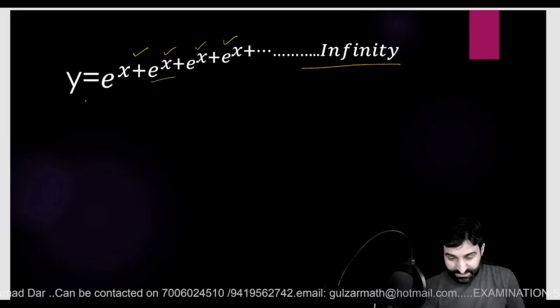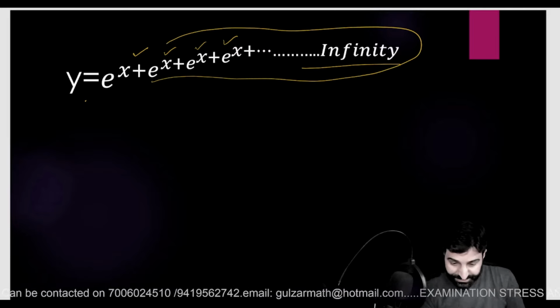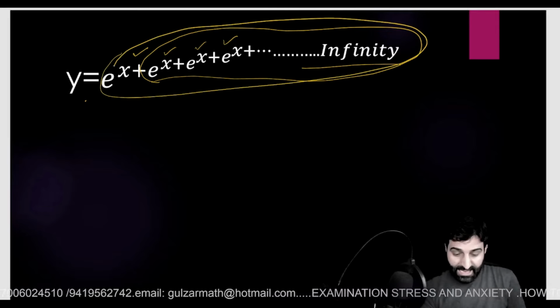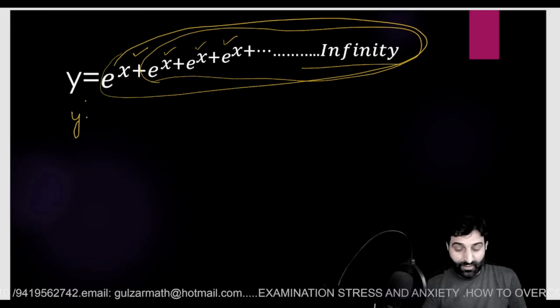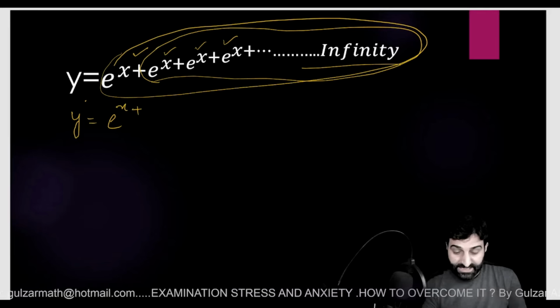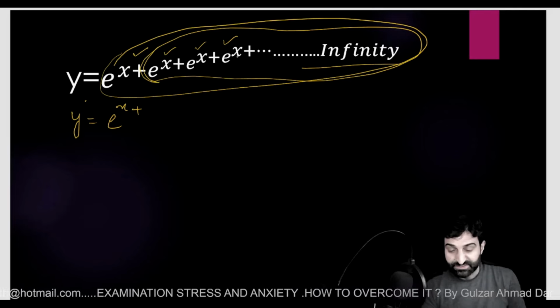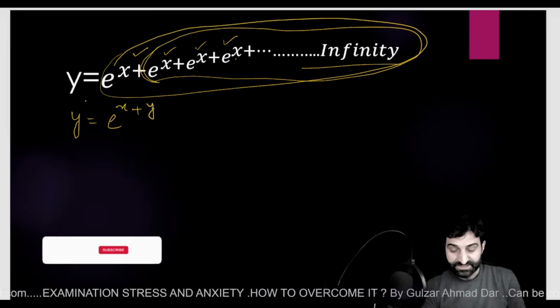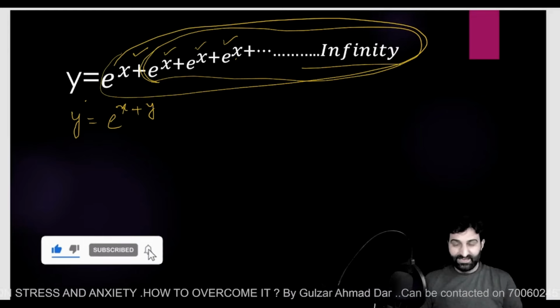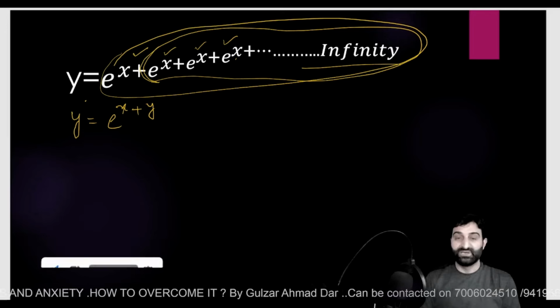So if I take this portion, this is equal to y, and I can write y is equal to e raised to the power x plus, instead of e raised to the power x plus e raised to the power x, I can write it as x plus y. Is it clear? Now it becomes a very simple question.